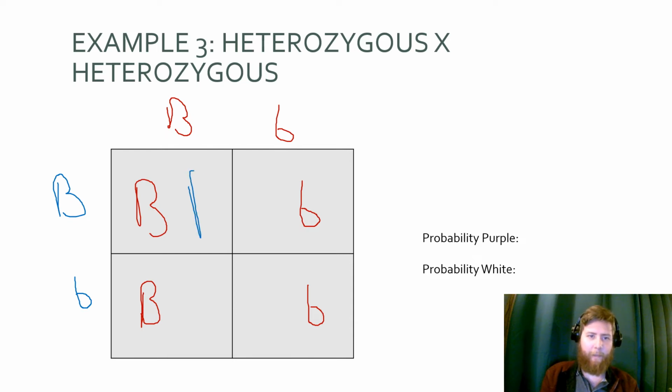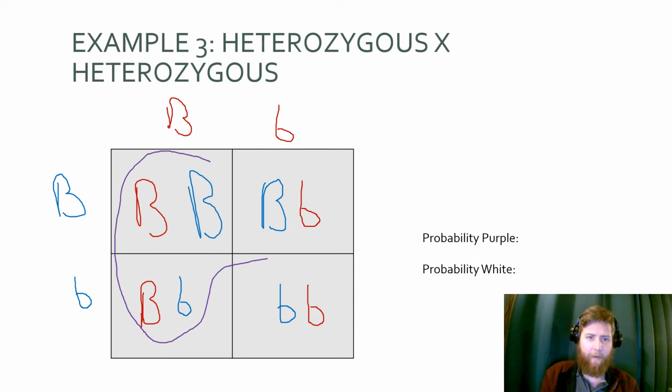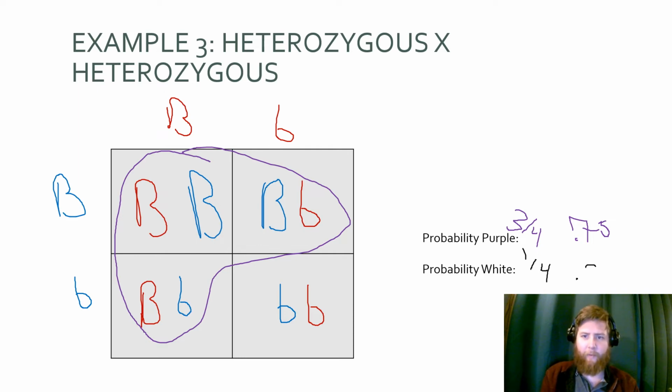All right, then we're going to take this big B over, and this little b over too. So now our purple ones are going to be these three, because they have a big B. So that's 3 out of 4 purple, or 75%, or 0.75. And then for white, 1 out of 4 of these are white, or 0.25, or 25%. So heterozygous crosses are fun. You should always see this 3 to 1 ratio in heterozygous crossings.